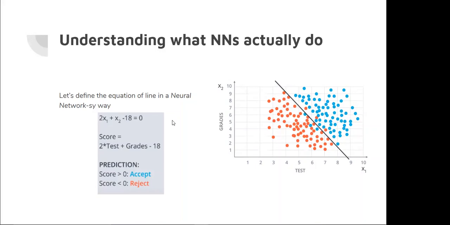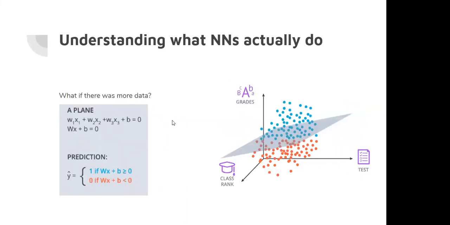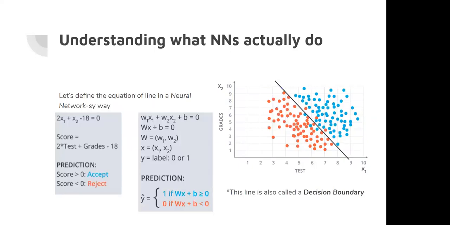So what I do next is I can put this in a more general form, right? The mathematicians want to put everything in a more generic form. So instead of this 2x1 plus x2 minus 18, I put it as w1x1 plus w2x2. Notice w1 and w2, the coefficients of x1 and x2, which are 2 and 1. We call them weights, w1 and w2. These coefficients are supremely important.